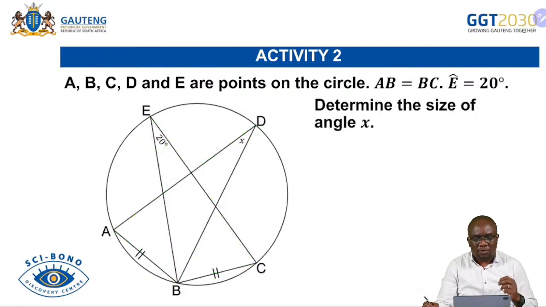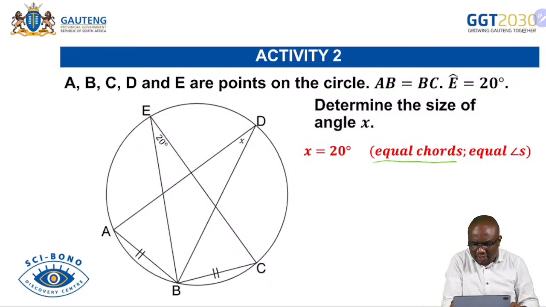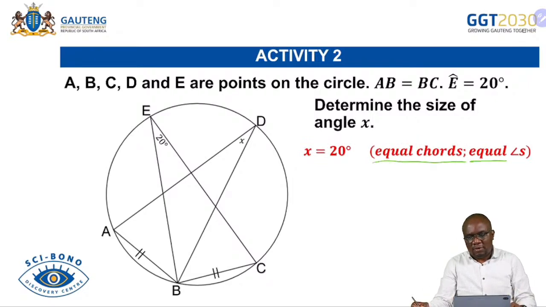Well done, well done. I know you got this one right. So equal chords subtend equal angles. Okay, right, let's move on to the next question. Or remember the reason, grade 12: equal chords, equal angles.